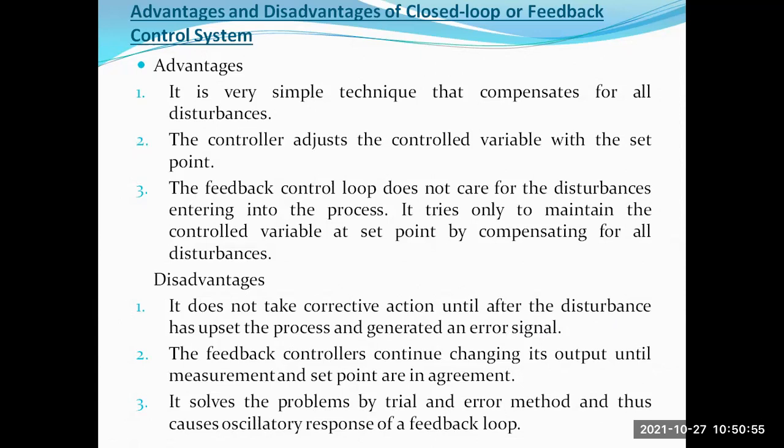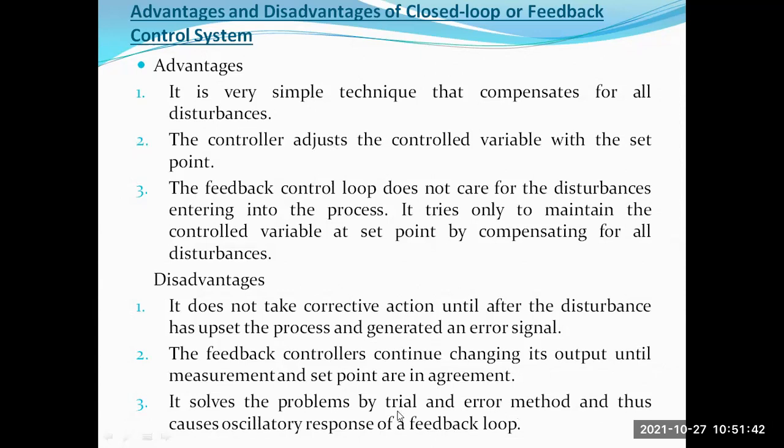Number two, the feedback controller continues changing its output until measurement and set point are in agreement. So this is a little disadvantage when you use this feedback controller loop, as it continues changing the output slowly. The measured input value changes, or weather conditions change, or human error comes in, so a little error also comes from this feedback controller part. The feedback controller continues changing its output until measurement and set point are in agreement.